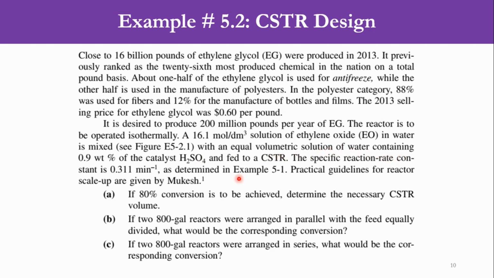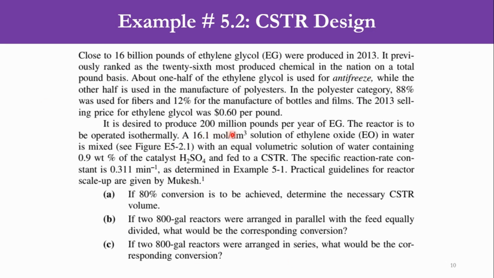The specific reaction rate constant is 0.311 per minute as determined in example 5-1. We have already solved that example for a batch reactor, where we determined the value of the reaction rate constant, which came out to be 0.311. Practical guidelines for reactors set here are given by Mukesh. So this is the overall overview.